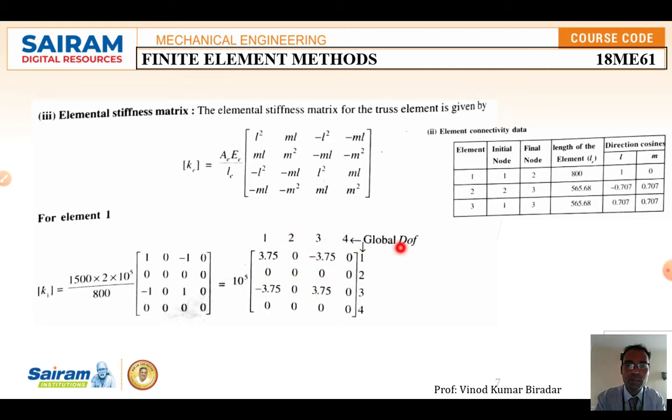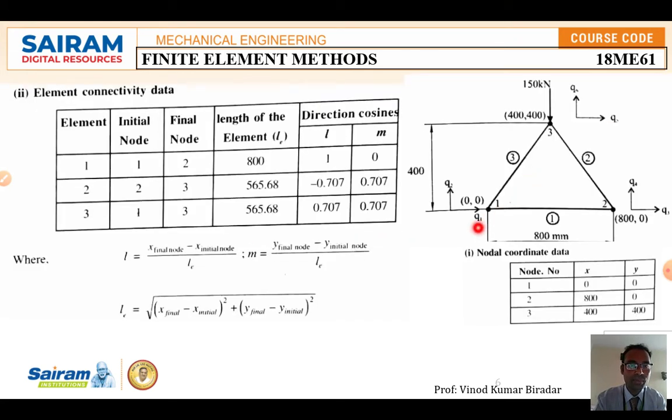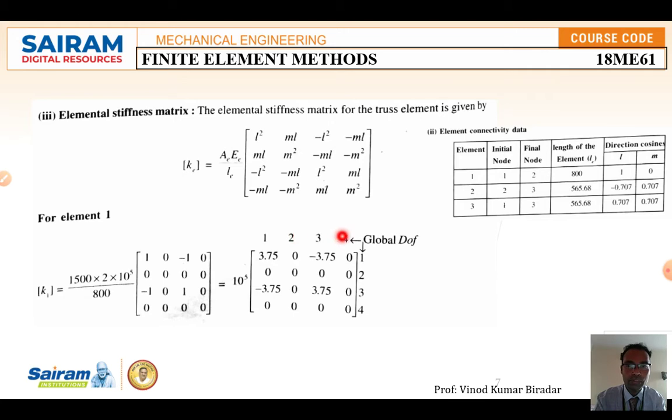This is very important: note the degrees of freedom. If you consider element number 1, look at here, for element number 1, what are the degrees of freedom? 1 2 3 4. Note down here, 1 2 3 4.